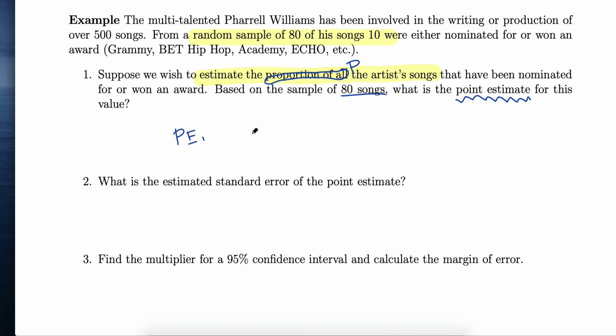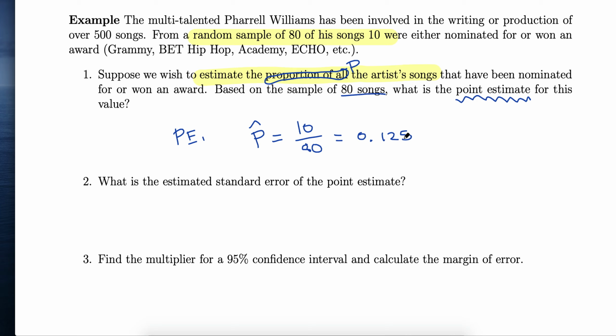My point estimate is going to be P hat, the proportion from the data I actually have. So I've got my sample of 80, and out of those 80, 10 meet the criteria of actually winning an award or being nominated for an award. If you work that out, you get 0.125. So based on my data, 12.5% of those songs have been up for an award.